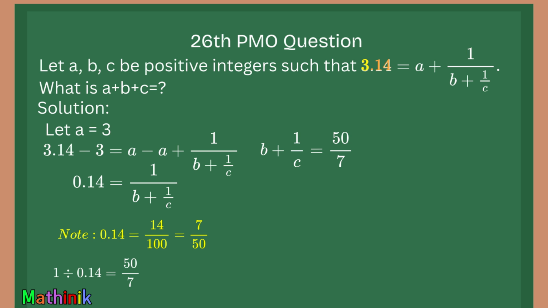Next, we convert 50 over 7 into a mixed number. 50 divided by 7 is 7 with a remainder of 1. So 50 over 7 is equal to 7 plus 1 over 7.